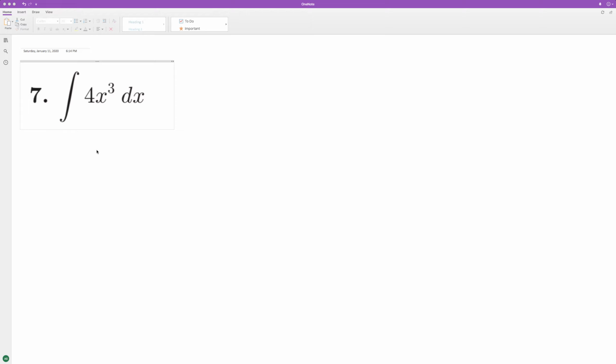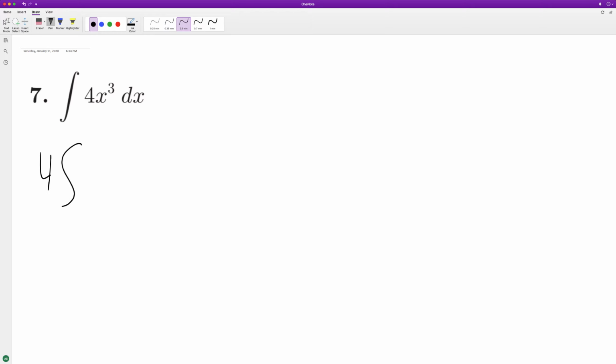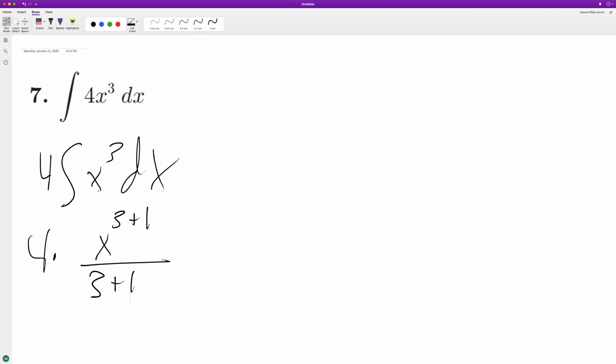So we got our constant here, 4. We can move that out in front of our x cubed dx. So what's going to happen here is the integral of x cubed is going to be x raised to the third. Add 1 to the exponent, and we have 3 plus 1 on the bottom. And then we add our constant c.